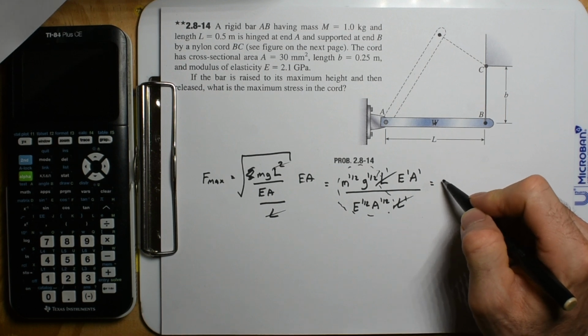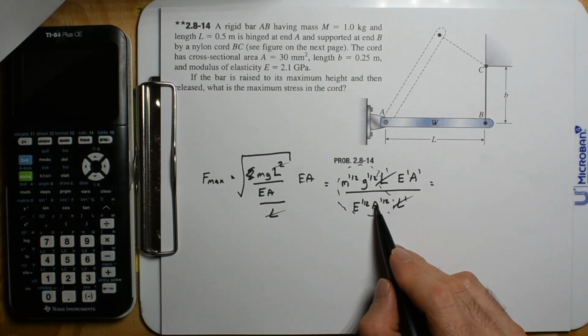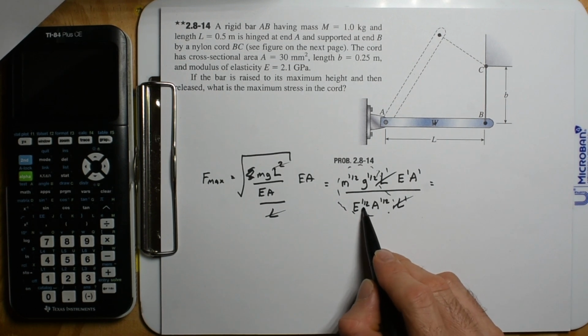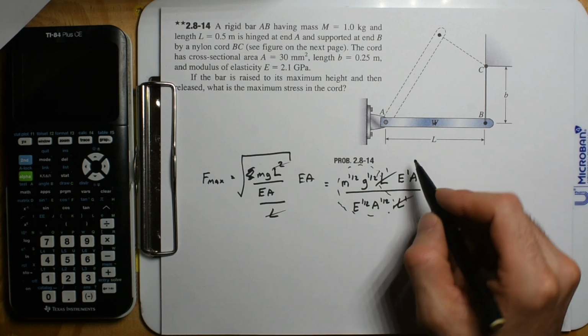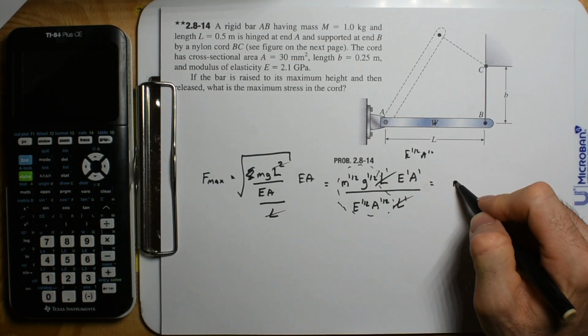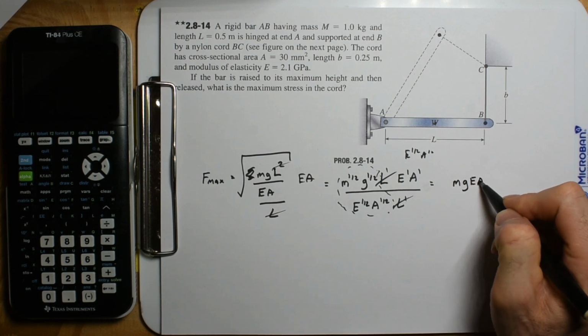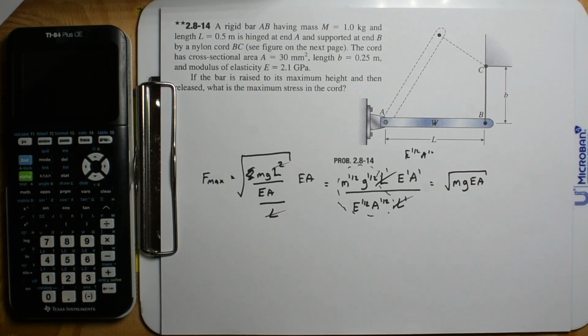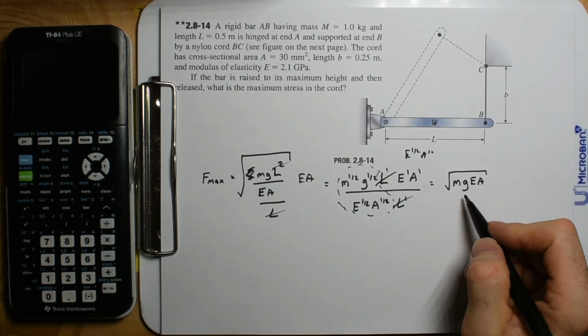And so now you're going to get, and these divided by EA, so the E is just 1/2 A to the 1/2. So now we're going to have MGEA square root of it. Is that it? Doesn't that say mega?